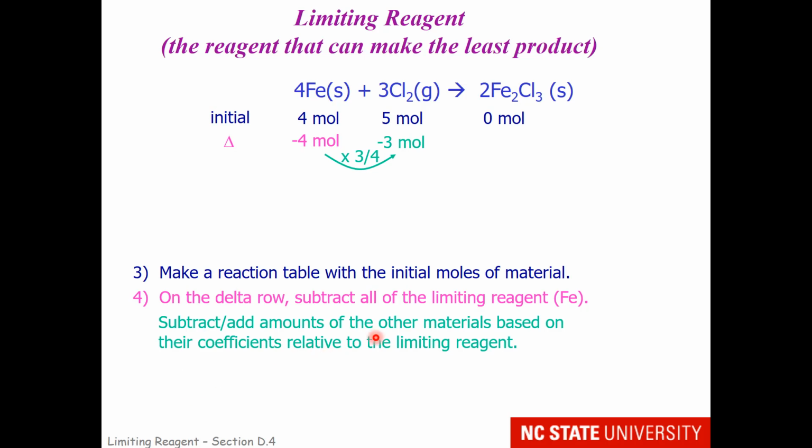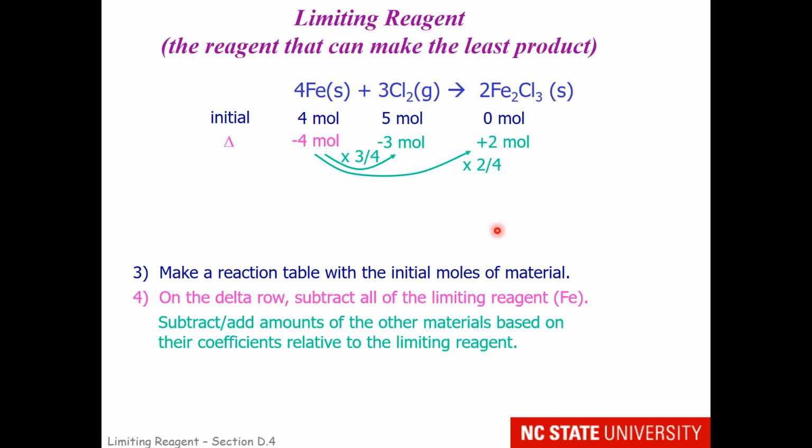Now on the delta row, everything is controlled by this first entry. The ratios have to be stoichiometric. So you notice in the reaction, we have 4 to 3 to 2. So if I subtract 4 moles of iron, I have to subtract 3 moles of chlorine, and I need to add 2 moles of Fe2Cl3. You notice that the reaction is going forward, so we subtract our reactants and we have a plus sign for our products.